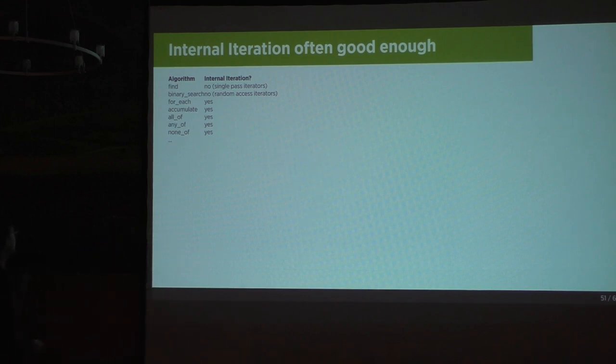But many other ones are okay with internal iteration. For each is fine. For each is probably the most frequently called thing that you're doing with iterators. And actually, it is fine with internal iteration. It's actually turning external iteration into internal iteration. Accumulate is fine. All of, any of, none of is fine. Many of the adapters are fine. So you can run a filter or a transform on internal iteration, on a visitor pattern, and it'll just be very natural. So we decided we want to allow ranges that only support internal iteration.